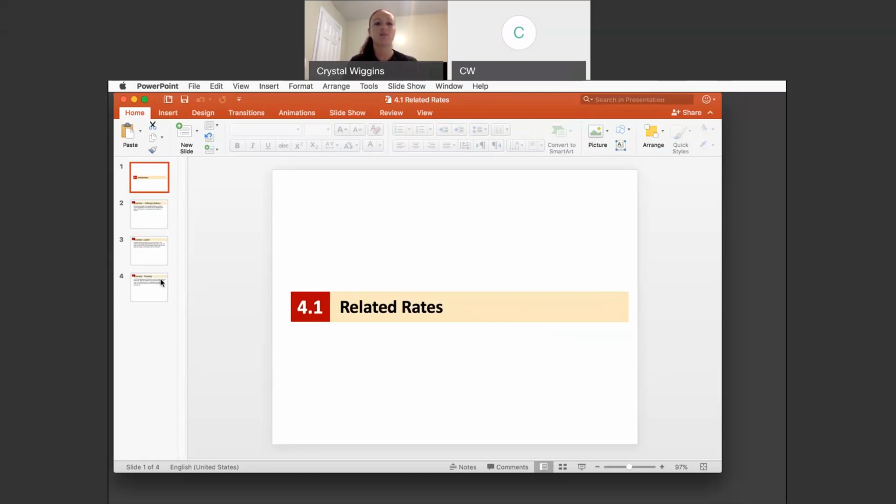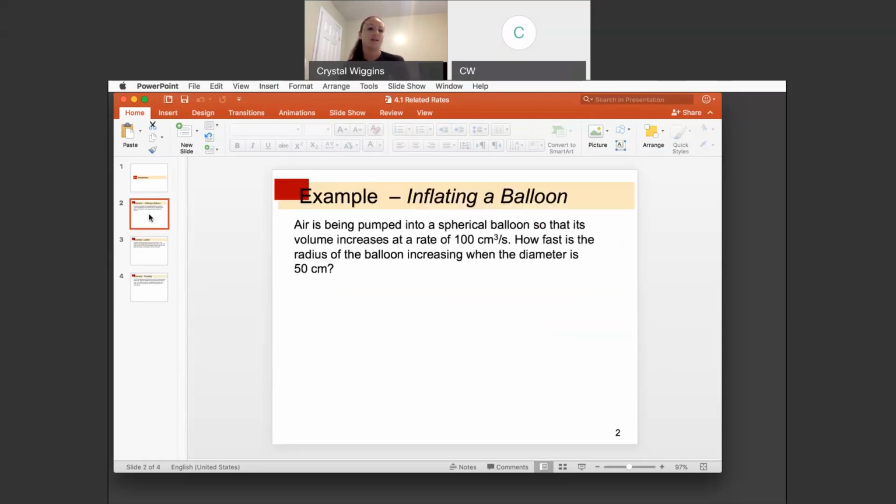Okay, so we have 3 word problems that I wanted to go through today for related rates. The first one: air is being pumped into a spherical balloon so that its volume increases at a rate of 100 cubic centimeters per second. How fast is the radius of the balloon increasing when the diameter is 50 centimeters?